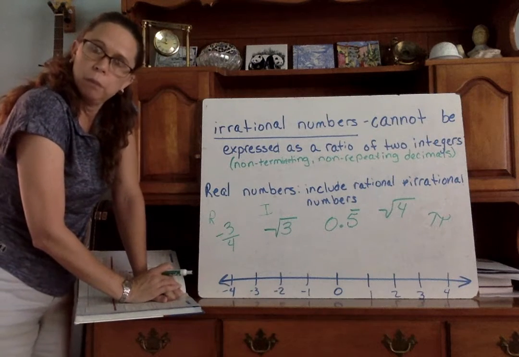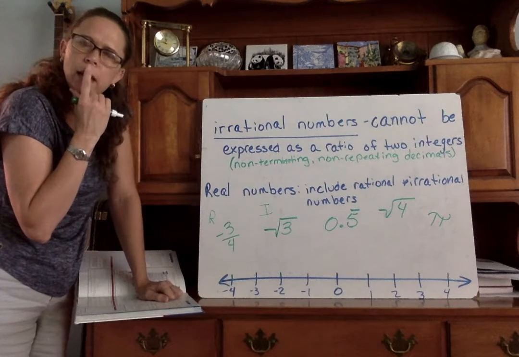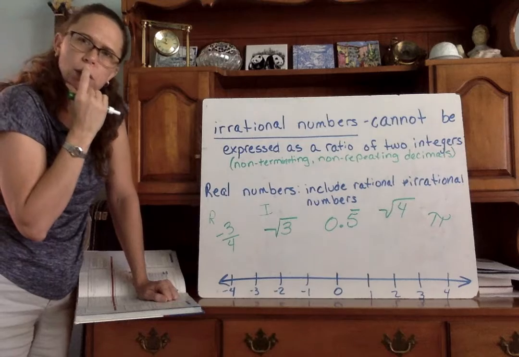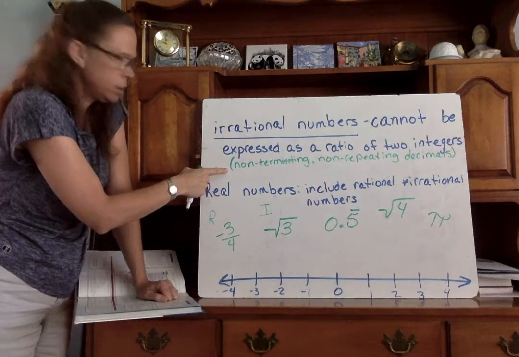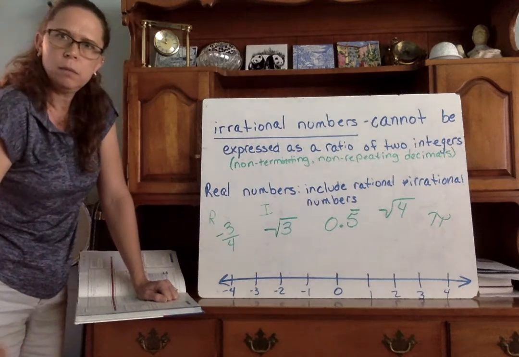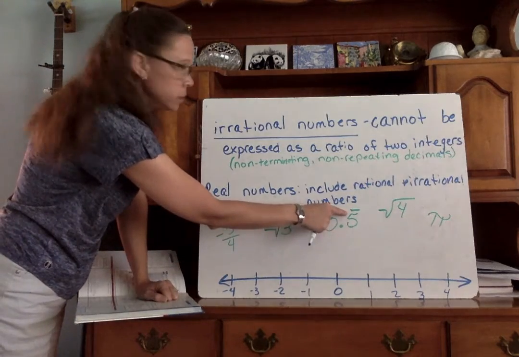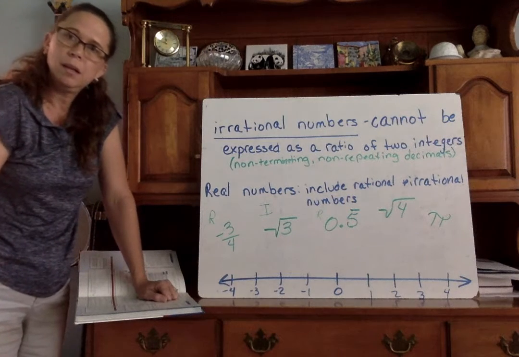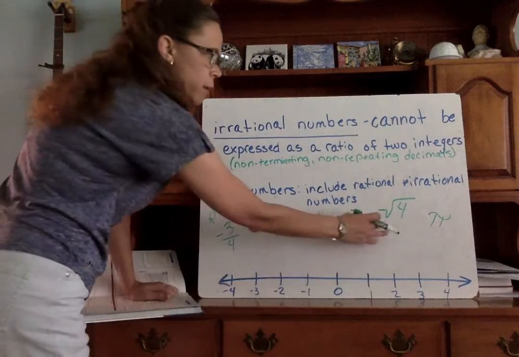0.5 repeating. Could I write that as the ratio of two integers? Well, look at our definition here. It tells us in the definition. Is this a non-terminating, non-repeating decimal? No, actually, it is a repeating decimal. So this is rational. If your decimal repeats, it is a rational number. What about radical 4?